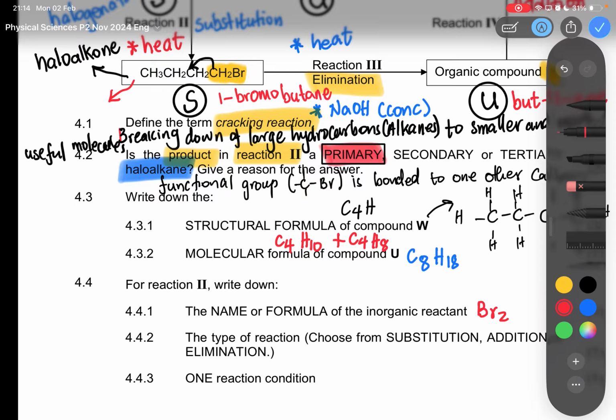So, halogenation substitution from an alkane to a haloalkane. So we are adding Br2. And of course, we are going to take 1 Br. Remember, it's substitution, so you take 1 and you put 1.